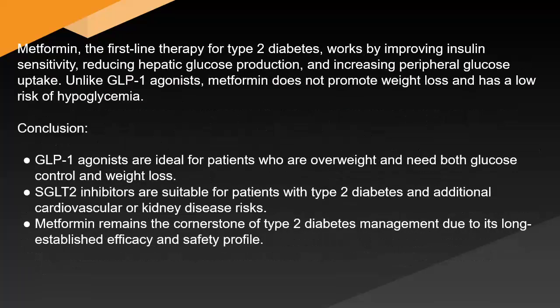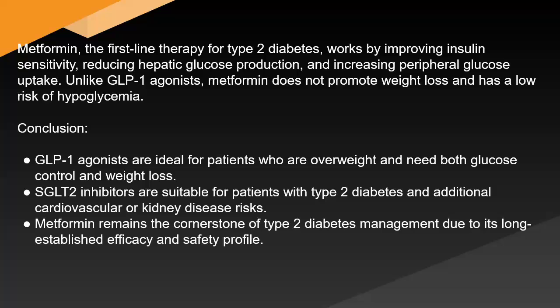Metformin, the first-line therapy for type 2 diabetes, works by improving insulin sensitivity, reducing hepatic glucose production, and increasing peripheral glucose uptake. Unlike GLP-1 agonists, metformin does not promote weight loss and has a low risk of hypoglycemia.